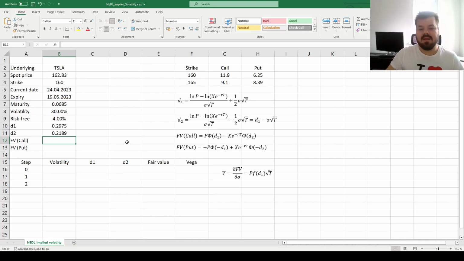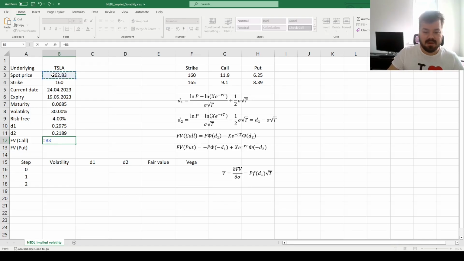And then we can plug in the fair value formulas for both call and put. So for the call, we multiply the current spot price by the standard normal cumulative distribution of D1, with 1 for cumulative, and subtract the discounted strike price, so strike price times the exponent of negative risk-free rate times maturity, and that we multiply by the standard normal distribution of D2, comma 1 for cumulative.